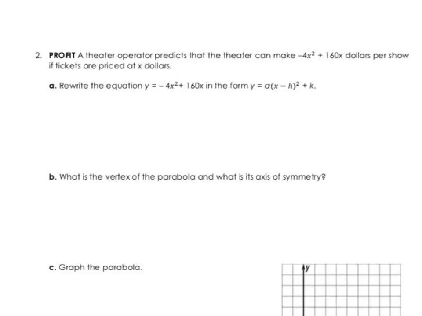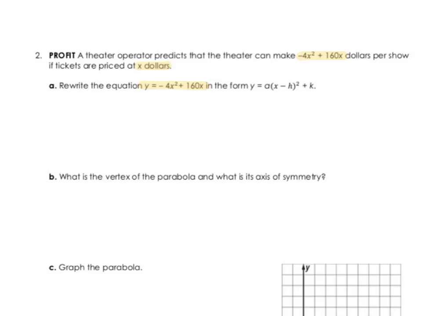Number 2, profit. A theater operator predicts that the theater can make -4x squared plus $160x per show if tickets are priced at x dollars. We want to rewrite the equation y equals -4x squared plus 160x in vertex form. So how we do that is by completing the square.